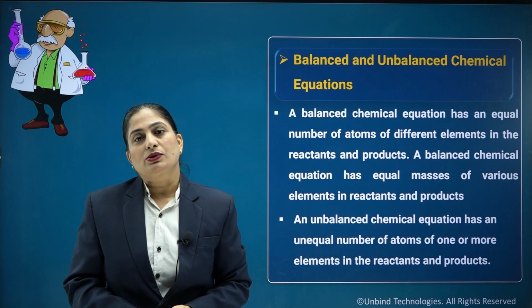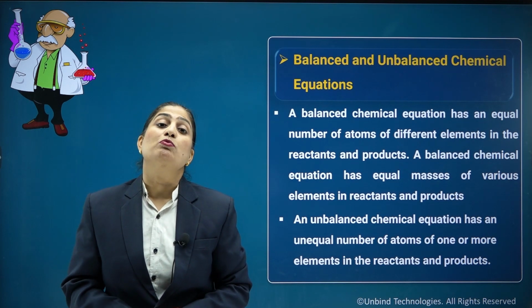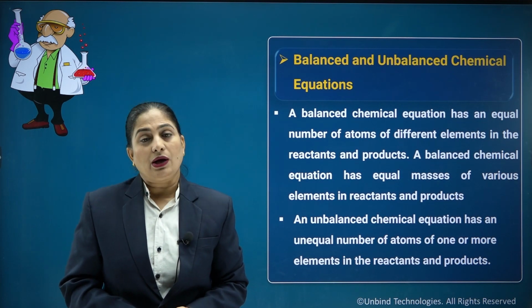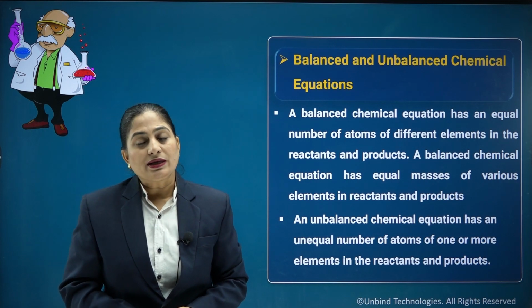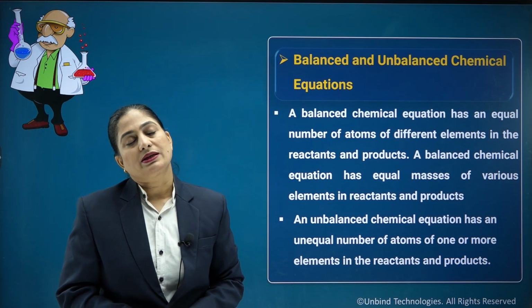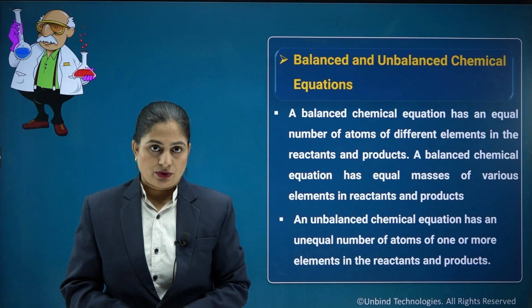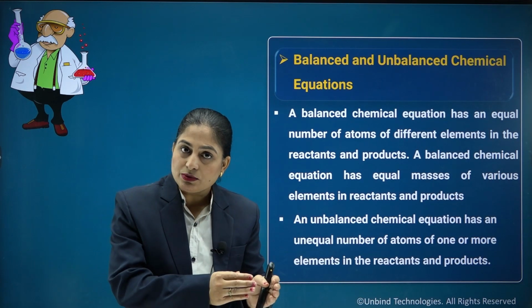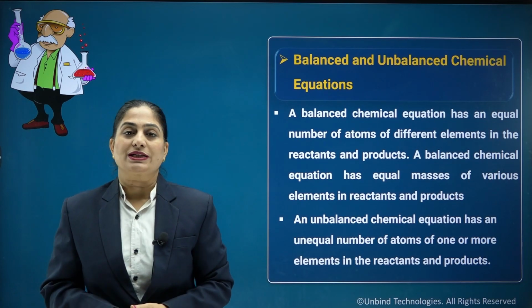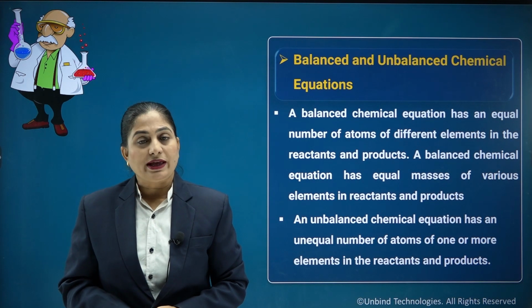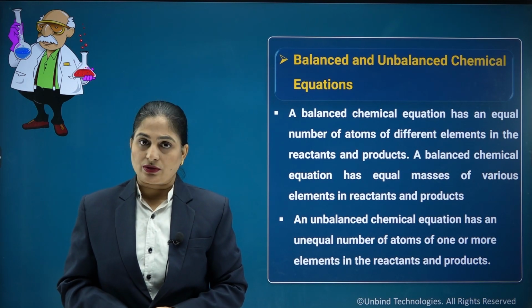Now, let us talk about how a chemical equation can be more informative and how it can be balanced. So, let us talk about the difference between balanced and unbalanced chemical reactions. First, when the number of atoms on the reactant side and on the product side are equal, we call it a balanced chemical equation.